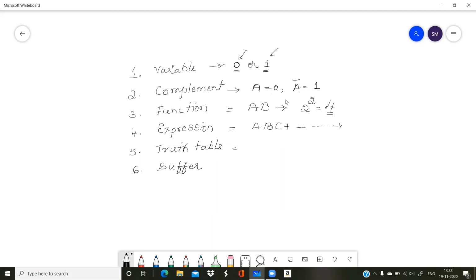A truth table is nothing but a table which consists of all the input values of the variables and the corresponding output values for the corresponding logical expression. A buffer is an electronic device used in any electric circuit to isolate input from output. This is what we have studied in the first session.